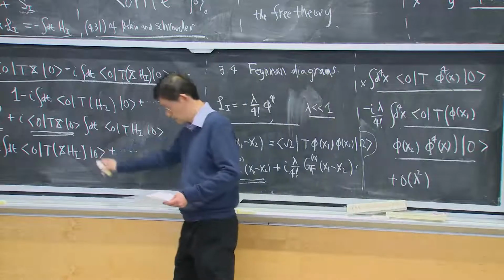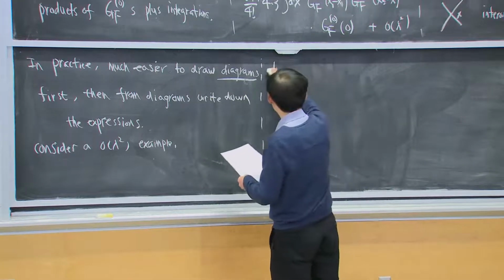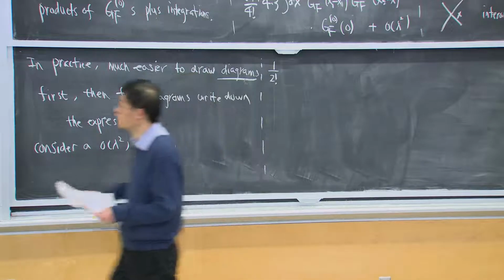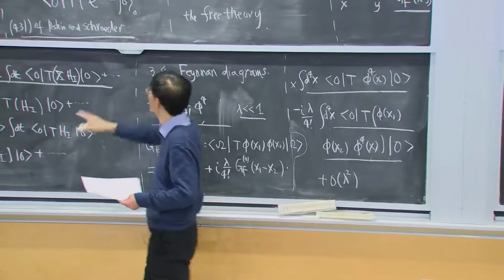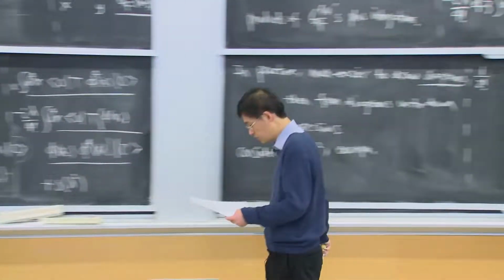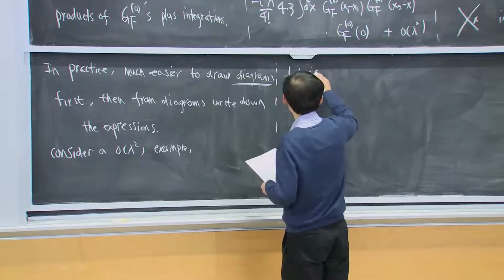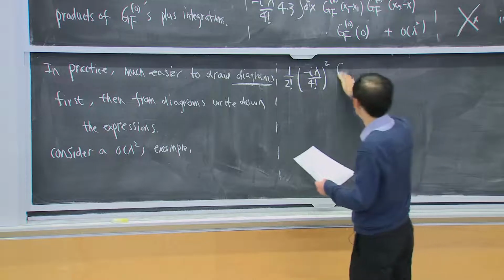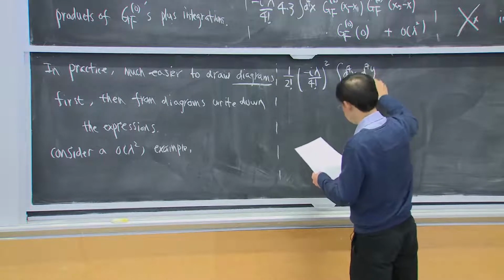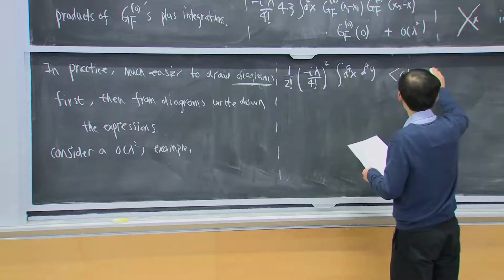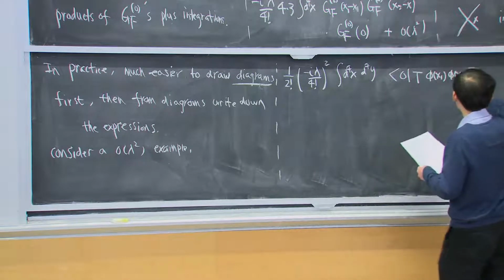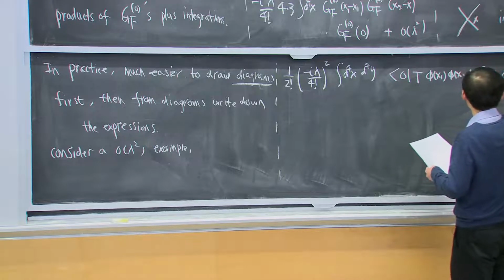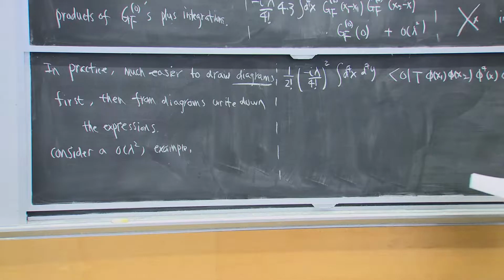As an example, at the lambda square order, there's a term like this: 1 factorial, which comes when you expand this to the second order, then there's 1/2, and then you have (minus i lambda over 4 factorial) squared, because now this coefficient also expands to second order, and then you have d4x, d4y, phi(x1) phi(x2) phi^4(x) phi^4(y), expectation value at 0. So now one of the terms is like this.